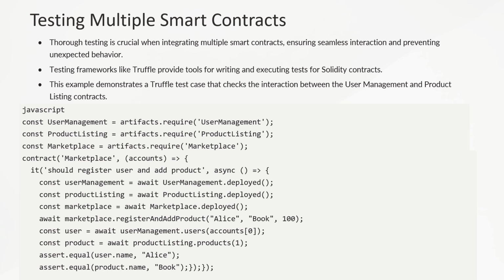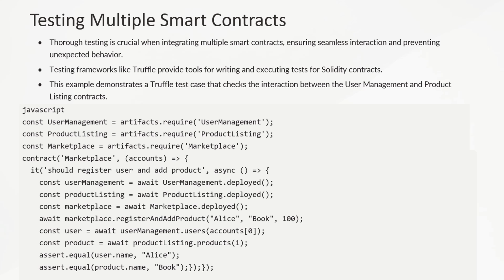It retrieves deployed instances of the user management, product listing, and marketplace contracts using await and deployed. It executes the registerUser and addProduct functions on the marketplace contract to register a user named Alice and add a product called book with the price 100.